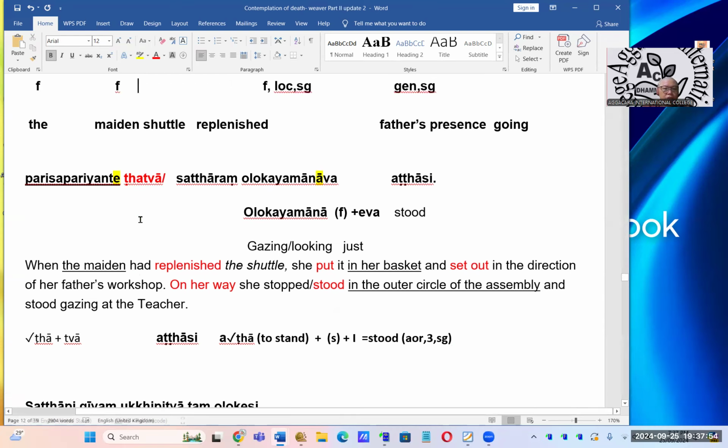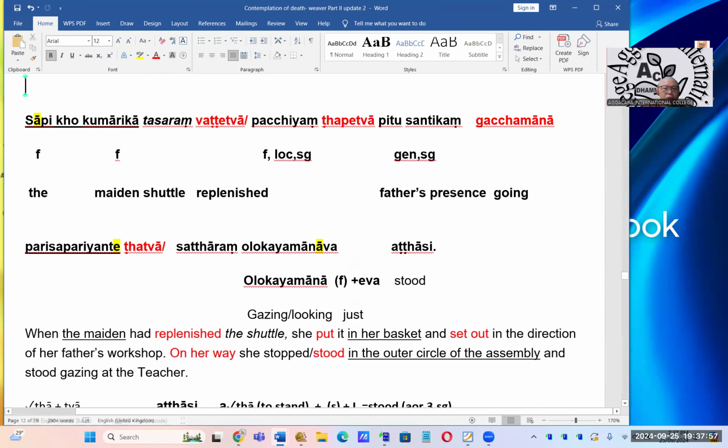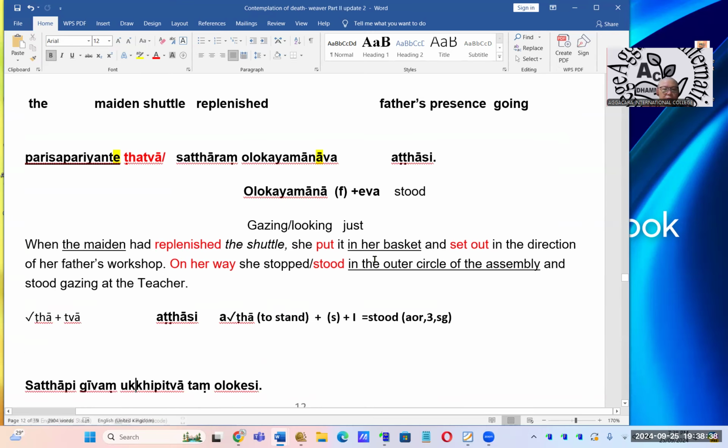So when she finished this job, she replenished the shutter, putting it in her basket. So pachi is a basket, a hand basket. Sapi ko kumarika, the madam, tasarang wadetua, replenish the shutter. Pachi yam, in the basket. Tapetua, she put. Pitu santikam, father's presence. Kacamana, going. Parisa Paryante, end of the crowd, or end of the assembly. Tatua, she stood or she stopped. Sataram, teacher. Ola Kaya mana, looking. Atasi, stood.